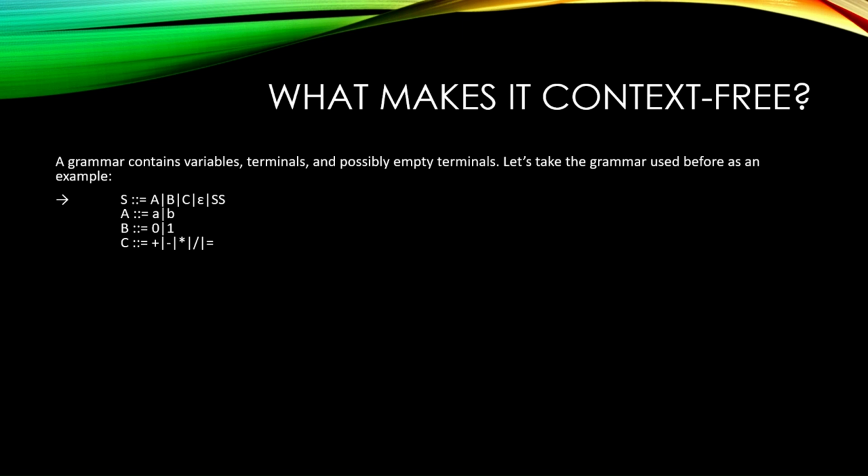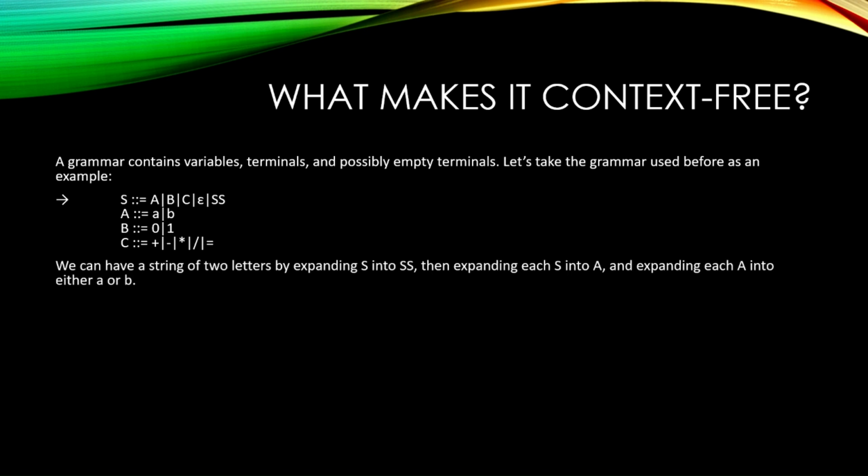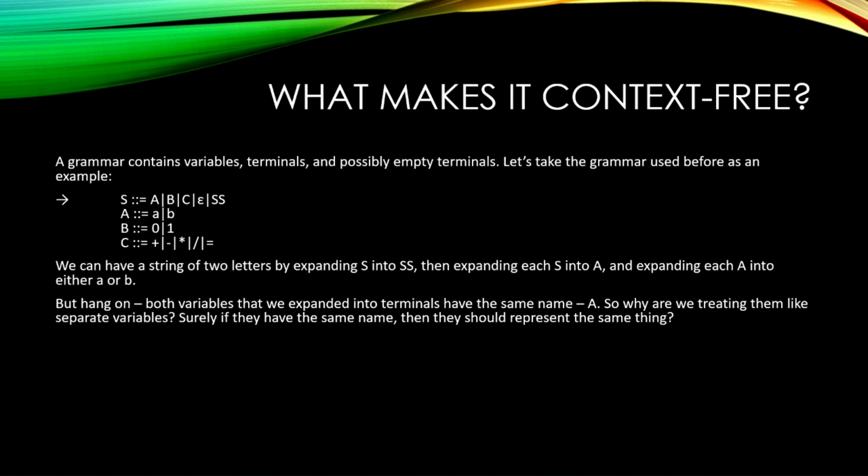So let's take the grammar used before. We have variables S, A, B, and C. They have their own expansions. We can have a string of two letters by expanding S into SS, then expanding each S into A and each A into either A or B. So that's how we can get two letters. But hang on, we expanded an S into SS, both S's into A's, but they have the same name. They have the same name, but we're treating them like separate variables. Surely, if they have the same name, then they should represent the same thing. Like, we can't have two A's, one of them expanding into terminal A, one of them expanding into terminal B. They have the same name.